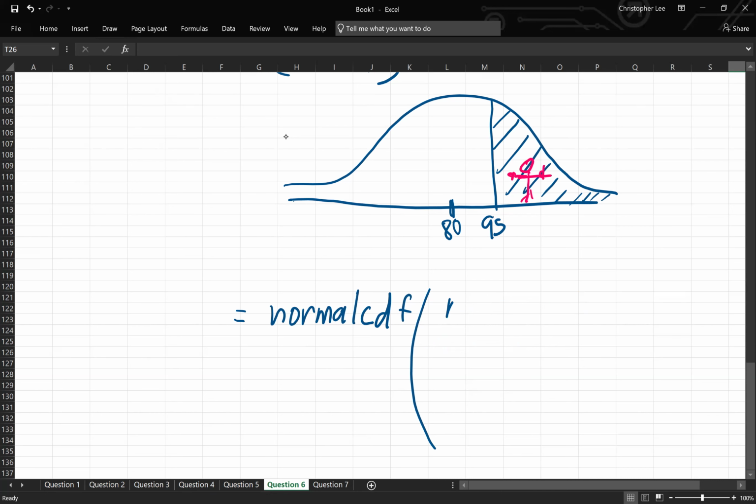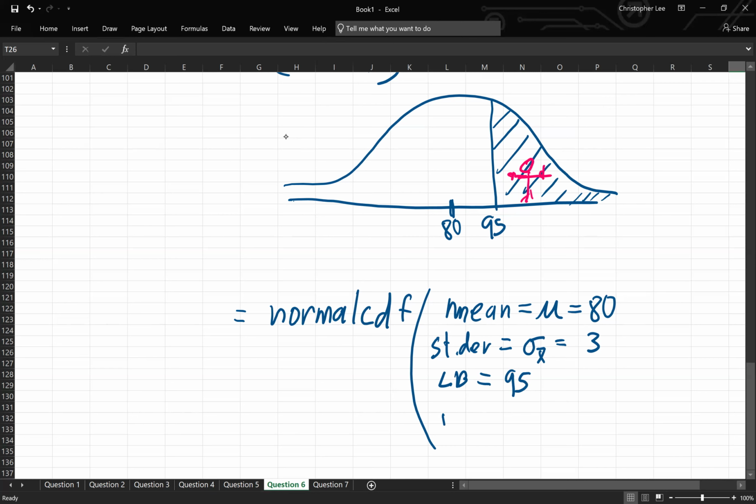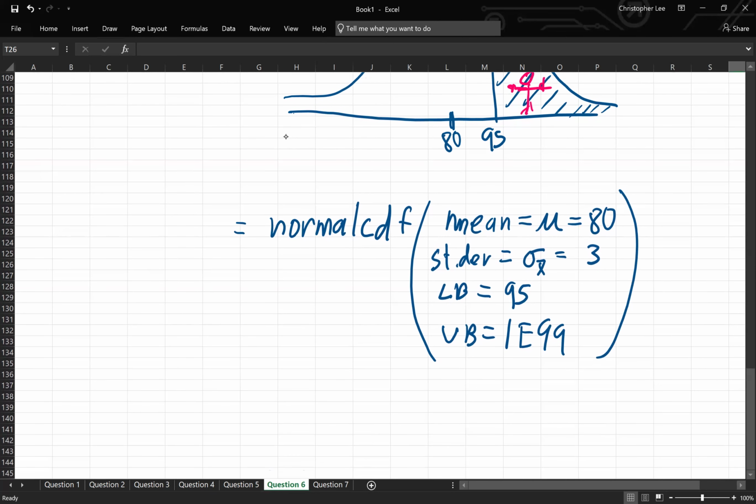I'm sorry. We have the mean, which is equal to mu, which is 80. Sorry about that. We have the standard deviation, which is now 3. This is going to be equal to our sigma x bar, which we found out to be 3. Lower bound is 95. Very good. Upper bound is what? So 1E99.